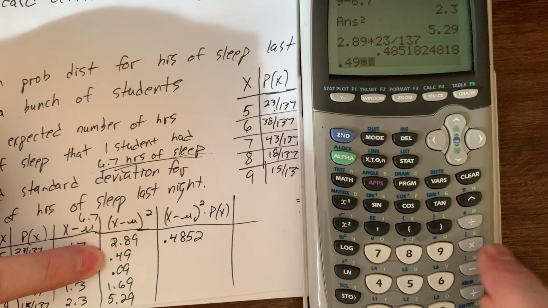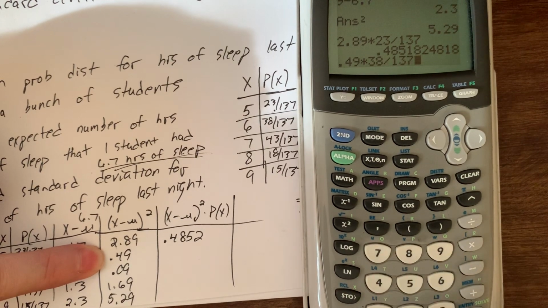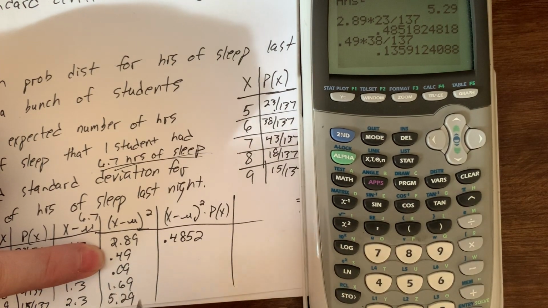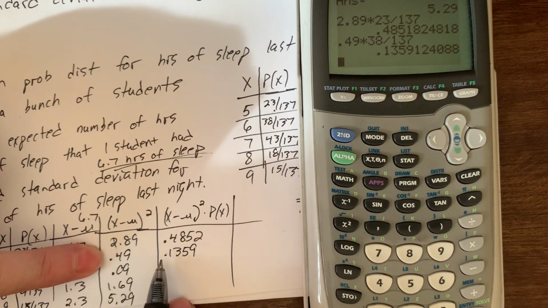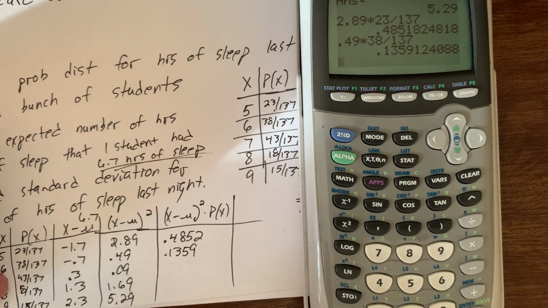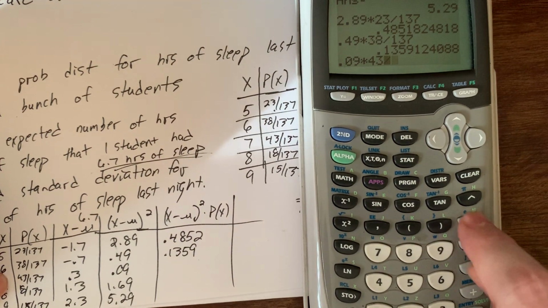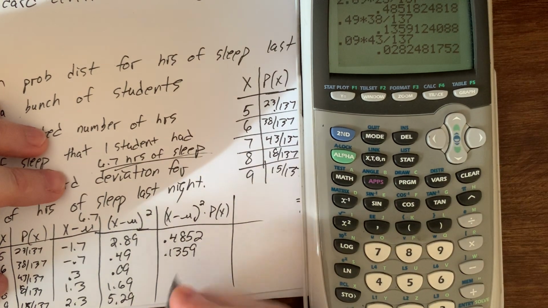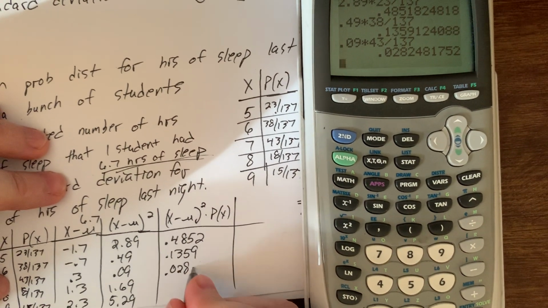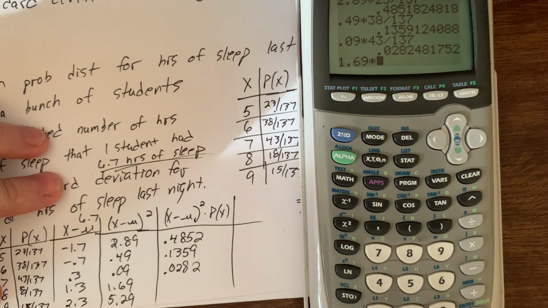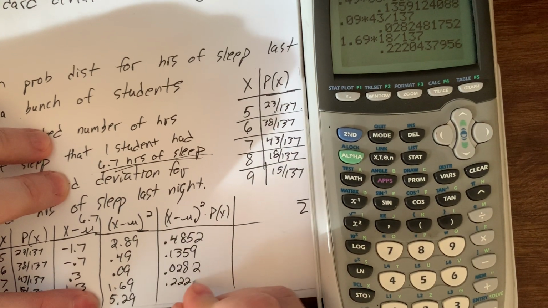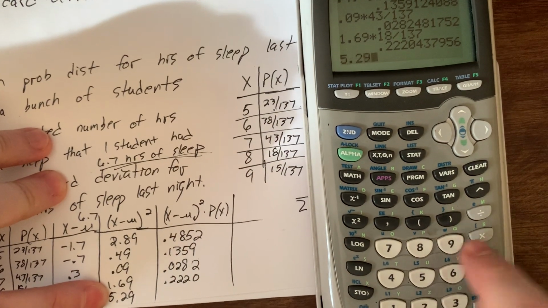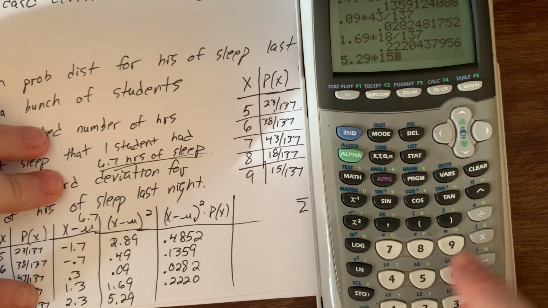Now I'll take the 0.49 times the 38 divided by 137, 0.1359. Very computation heavy, everybody. You really don't have too much knowledge about what these decimal numbers should come out to, so we just want to be very methodical. Keep going. 0.09 times 43 divided by 137, 0.282. 1.69, 18 divided by 137. And finally, 5.29 times the 15 divided by 137.